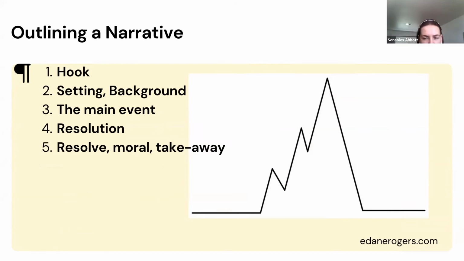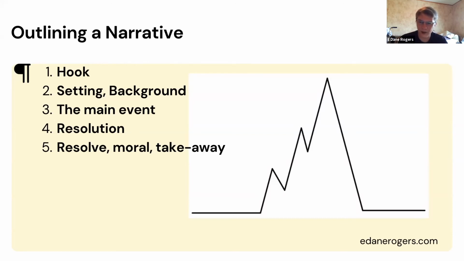So we're going to want some sort of a hook, something to grab their attention. We're going to need to give them some setting and some background. These often serve as either the first paragraph or the first two paragraphs, depending on how long your essay is. Then we're going to need the main event. This is going to get us to the climax of action.